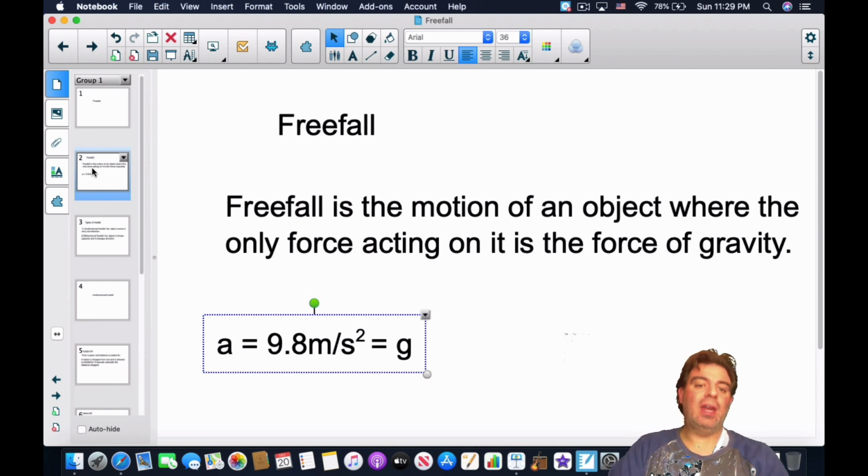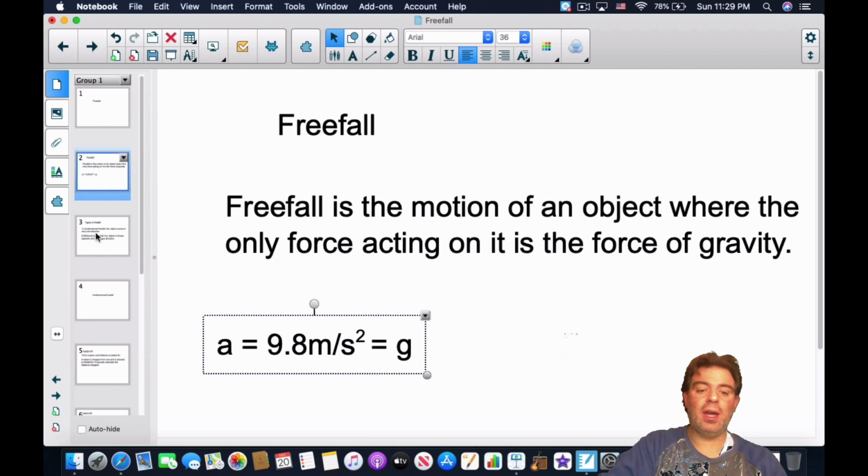When the force of gravity acts on an object, it's going to give it an acceleration of 9.8 meters per second squared. Another way we symbolize it is by the letter g. Now, g and acceleration are exactly the same thing, with the only exception that it's a specific value of acceleration, which is 9.8 meters per second squared.